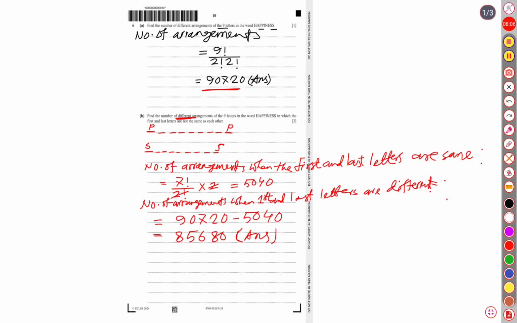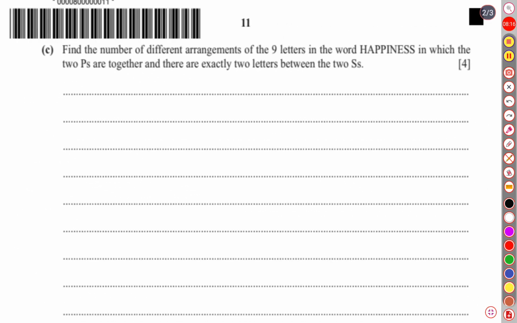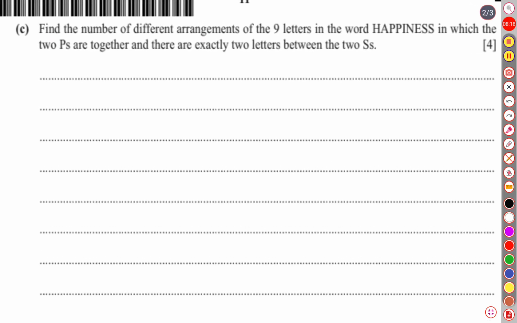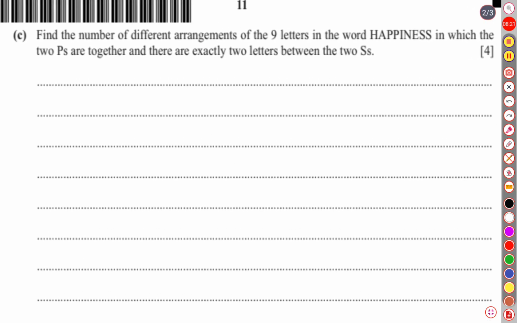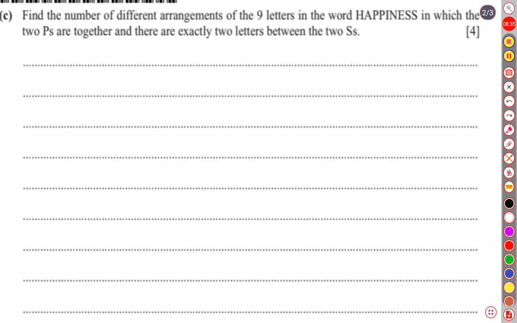C says, find the number of different arrangements of the 9 letters in the word happiness in which the two P's are together and there are exactly 2 letters between the 2 S's. Remember, this is the most complicated and challenging question of this paper. So, little by little, let us solve the question.